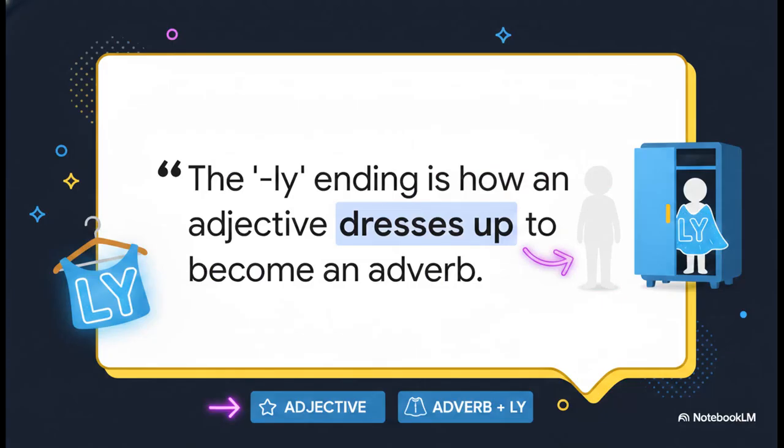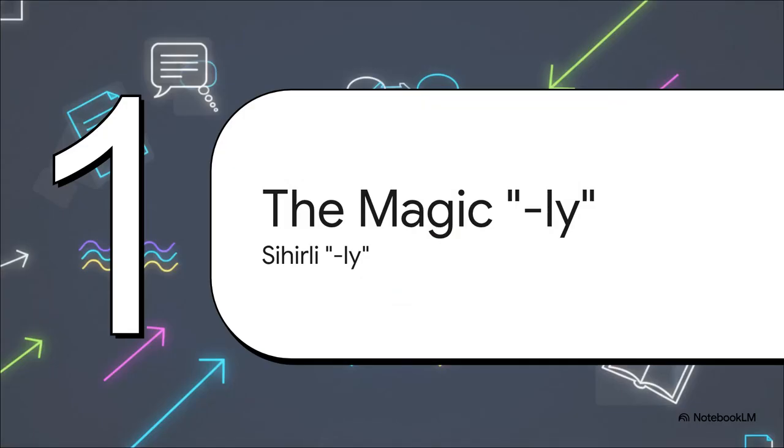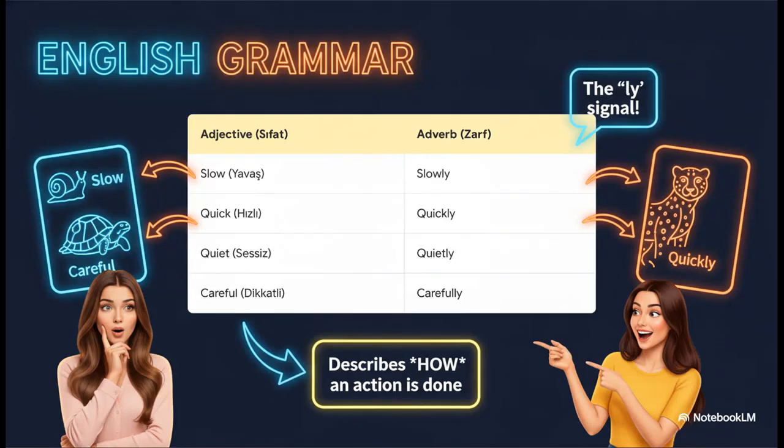I absolutely love this idea. Just think of ly as this magic costume. An adjective puts it on, and poof, it gets to go to the party as an adverb. It's a fun little way to remember the main rule. So let's take a closer look at this magic ly costume. This is going to be your best friend when it comes to adverbs, I promise. Look at how easy this is. Slow becomes slowly. Quick turns into quickly. Quiet, quietly. Careful, carefully. You see the pattern, right? You're just adding that little ly costume to the end. That little ending is the clue that you're not describing a thing, you're describing how an action is happening.